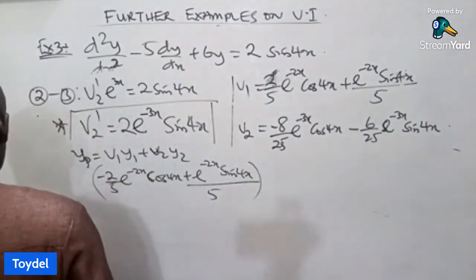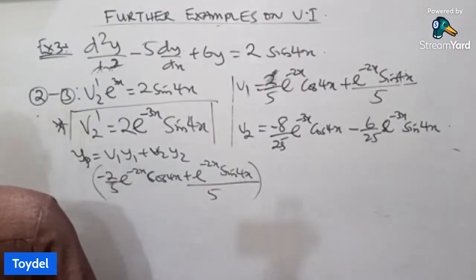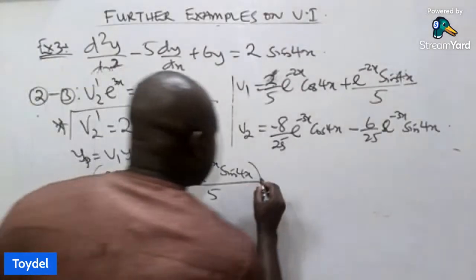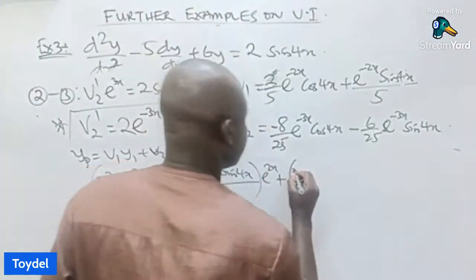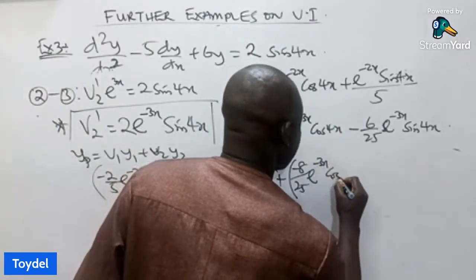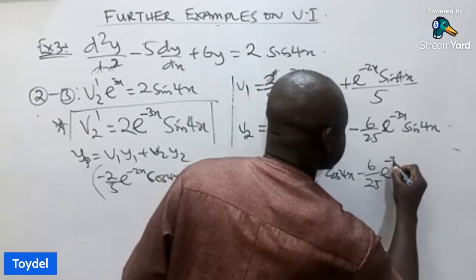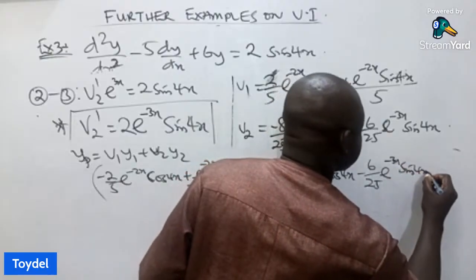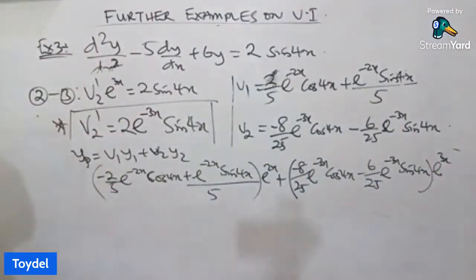What is y1? y1 is exponential 2x. Then plus, what is the value of v2? Minus 8 over 25 exponential minus 3x cos 4x minus 6 over 25 exponential minus 3x sine 4x. Then y2 is exponential 3x. That's what we are going to get.